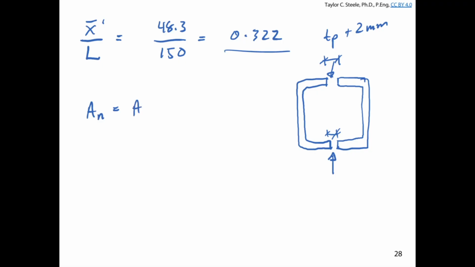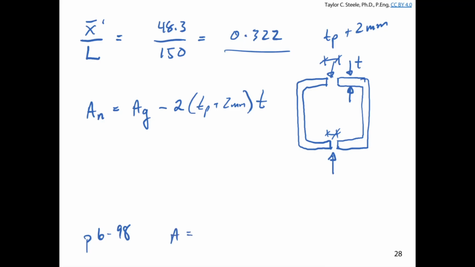And so for us, AN is going to be AG for the cross section, and then we're going to subtract 2 times (TP plus 2 millimeters) times T, which is the wall thickness. So we're going to get rid of 2 of those to make those slots. We need the cross-sectional area then. And so from the handbook, if you go to page 6-98, you should be able to find these cross-sectional properties for G40.20 HSS sections.